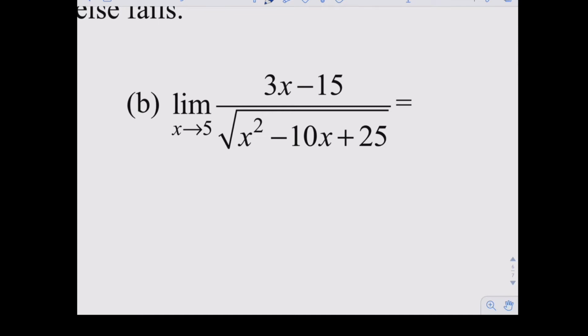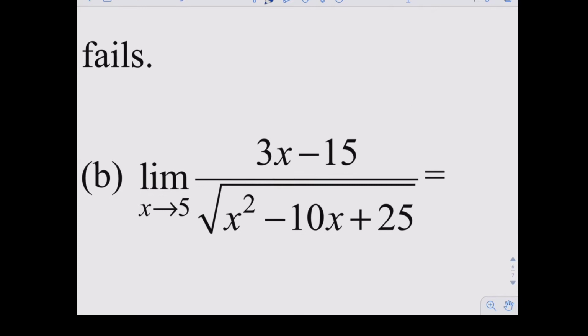We're approaching 5. From which side? From both. Let's try direct substitution. When I plug a 5 into the top, I get 0. When I plug it into the bottom, I get 0. Yay.